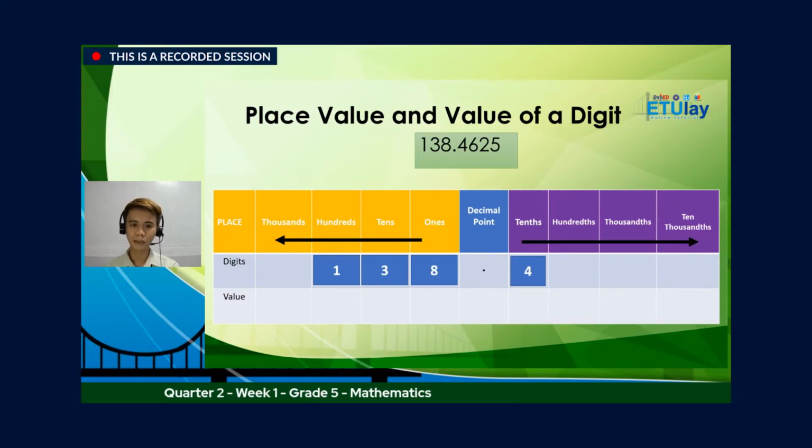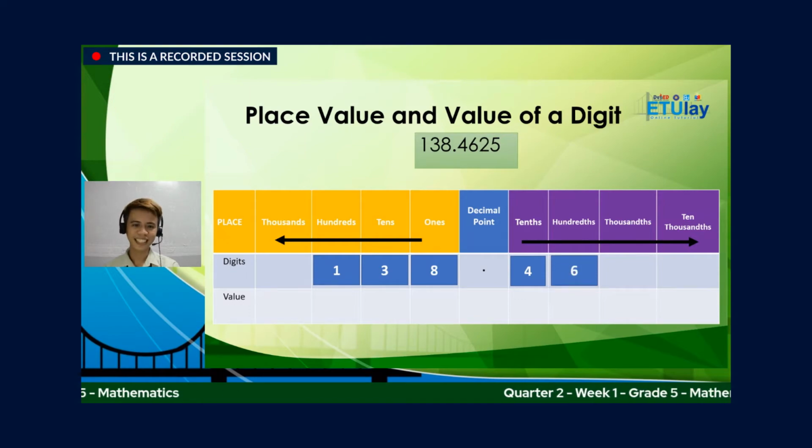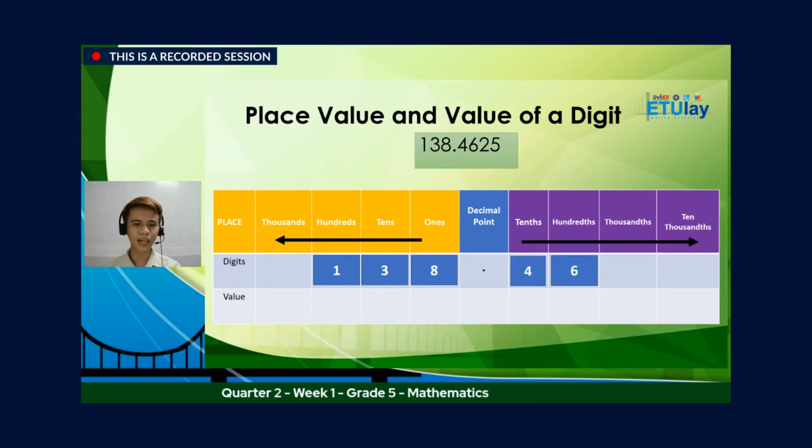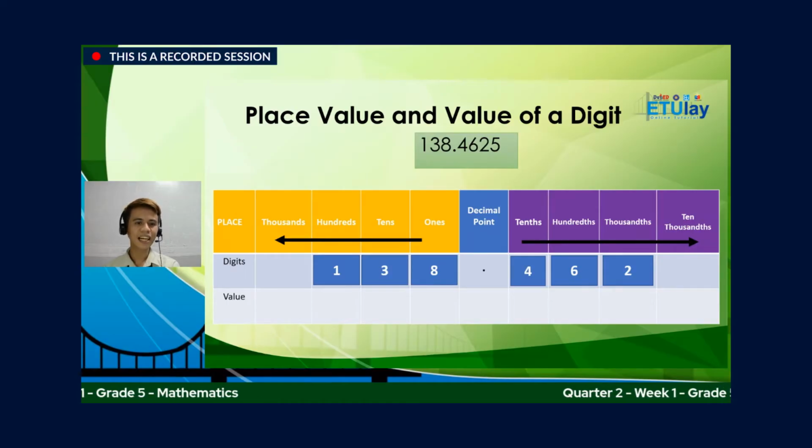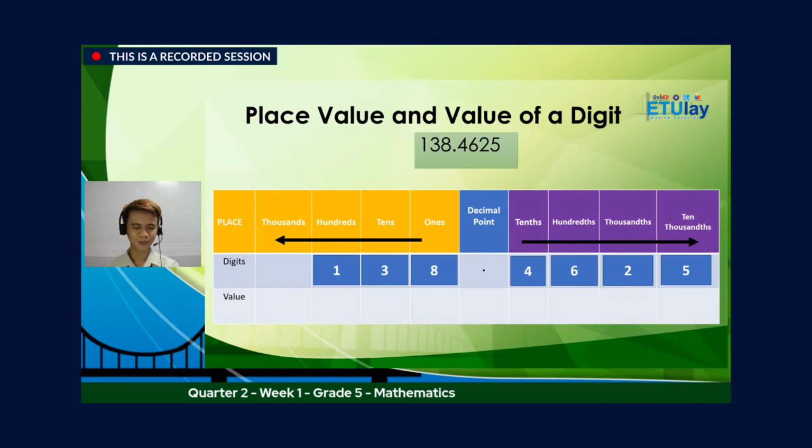Next, ano naman ang nasa hundredths place? Or anong digit naman ang nasa hundredths place? And yes, if your answer is 6, you are correct. 6 ang digit na nasa hundredths place. We can now move with the thousandths place. Ano naman kayang digit ang nasa thousandths place? Yes, 2 ang ating nasa thousandths place. And lastly, ang 5 naman will fall under the ten-thousandths place.